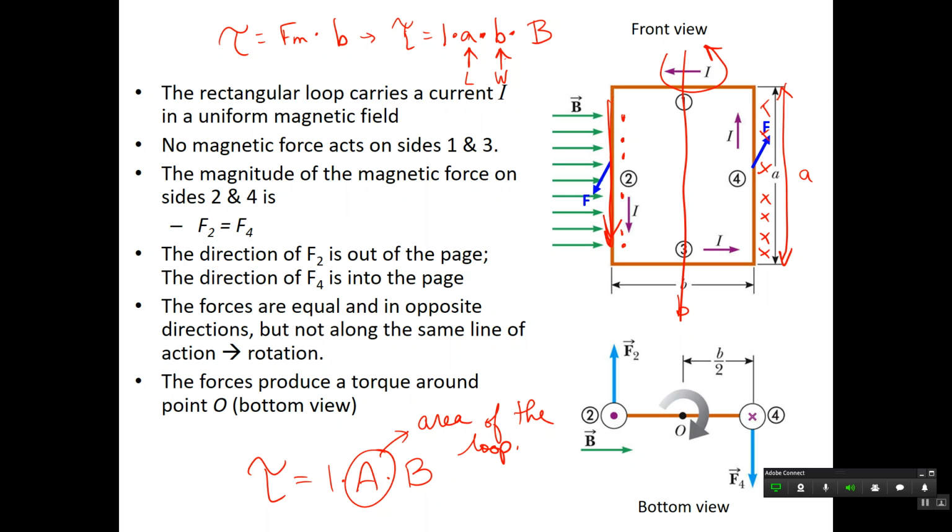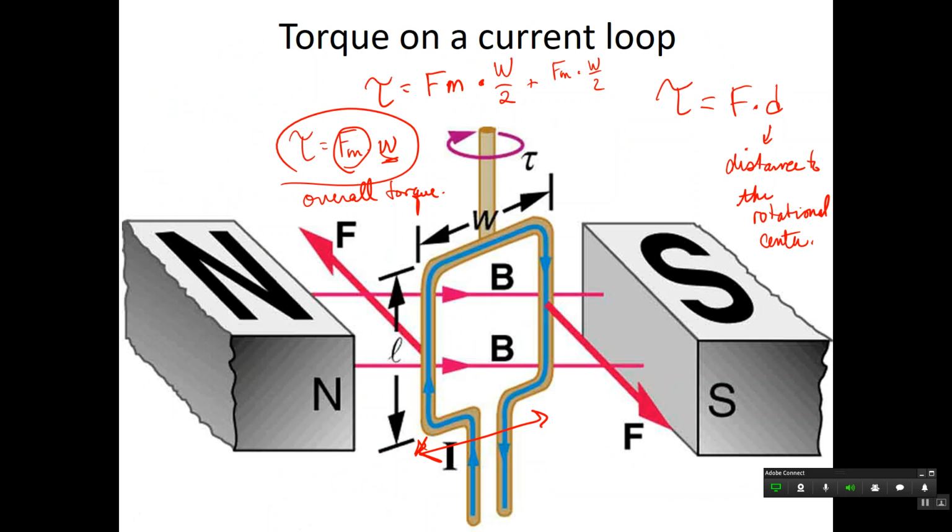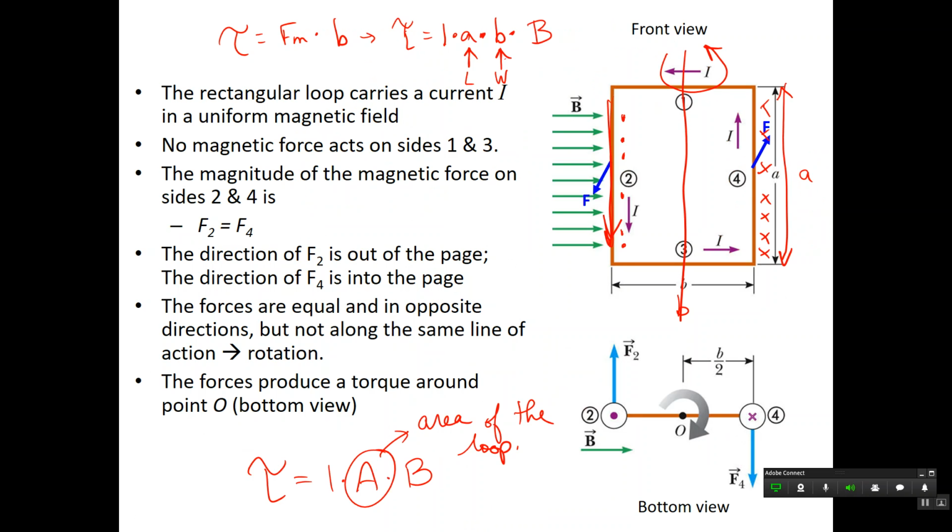Remember that torque is equal to the force times the distance to the center, but because there's two forces acting in the same direction, I just added them up and I got this. So total torque on my loop is the magnetic force multiplied by the total width. And in the new diagram, the width is represented by B, not A, B. So this is pretty big. We can make a loop turn. What does that represent? We're going to find that out.